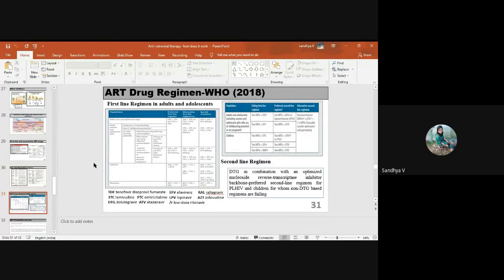And then comes the first line regimen. They are followed in adults and adolescents. And this is WHO. According to WHO, they suggested using DTG, which is dolutegravir, an integrase inhibitor. They are suggesting it for adults, adolescents, and even for pregnant people. They are suggesting to use it as a second line regimen.